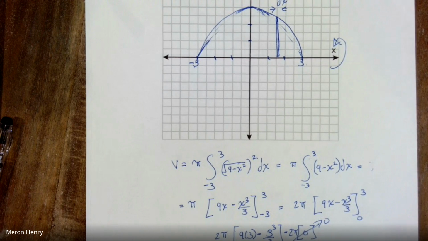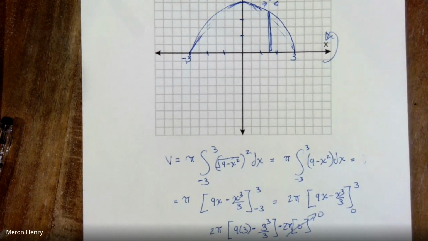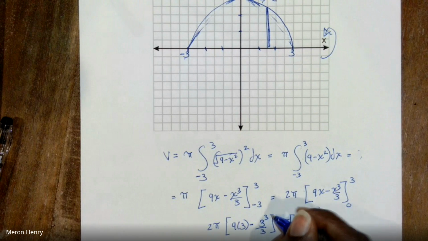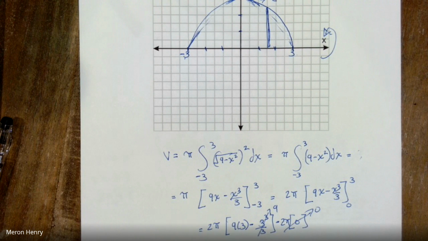And this will give us 9, right? So we'll end up with 2 pi times 27 minus 9, which will give us 36 pi units cubed. Okay.